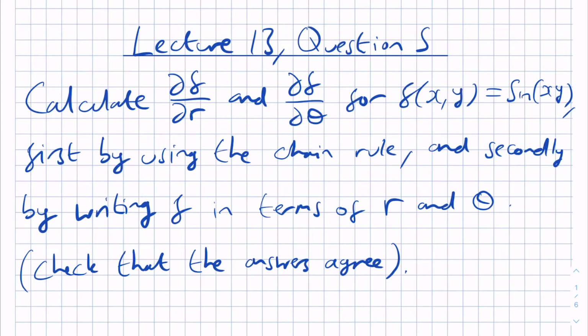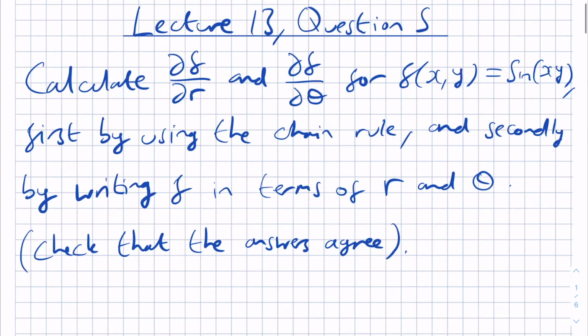The question says, calculate ∂f/∂r and ∂f/∂θ for f(x,y) = sin(xy). First, by using the chain rule, and secondly, by writing f in terms of r and θ. We need to check that the answers we obtain agree from both methods.